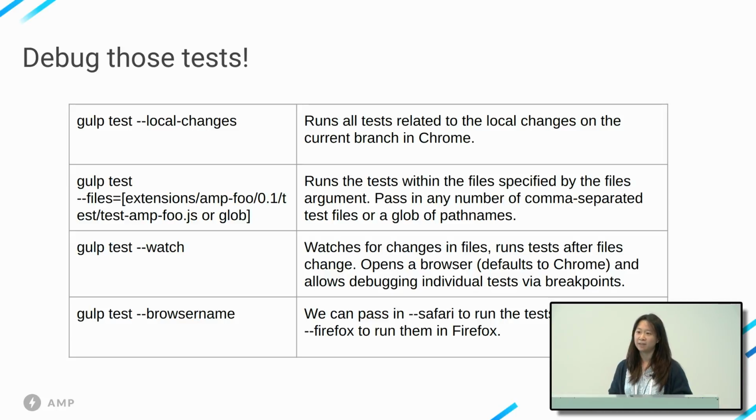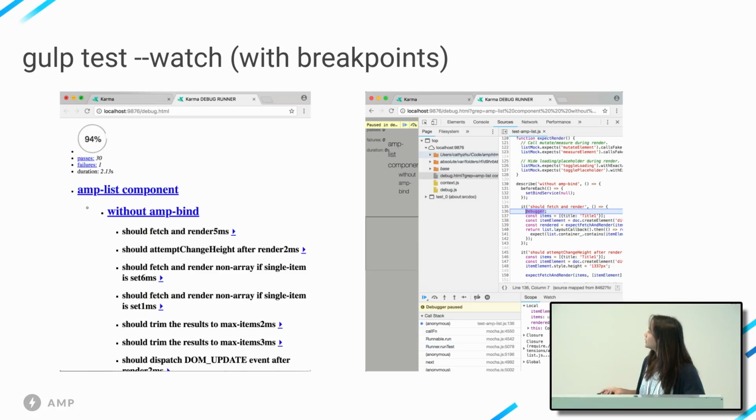So again, I'm debugging this one particular test suite. Just pass that in. Then I use --watch so that it keeps running, and I can make a change to the test and it reruns automatically to see what happens. I can also test in whatever browser I like. I can pass in --safari or --firefox, and instead of Chrome, which is the default, it'll run in Safari or Firefox.